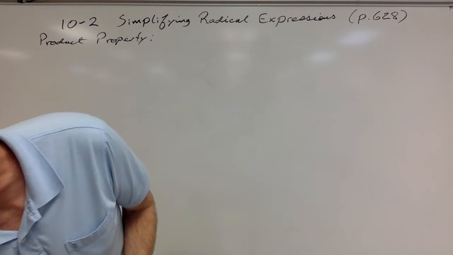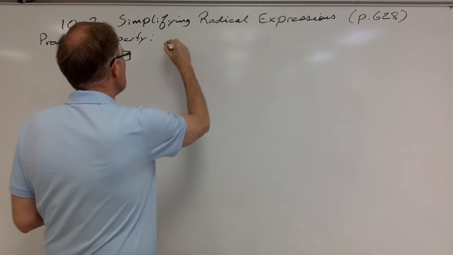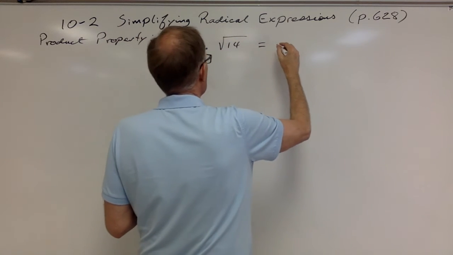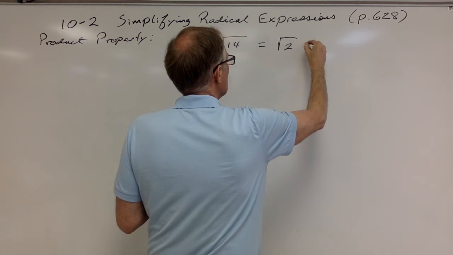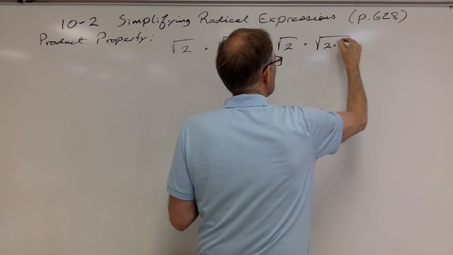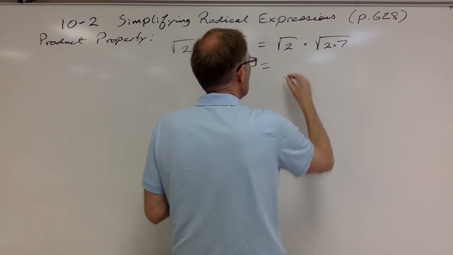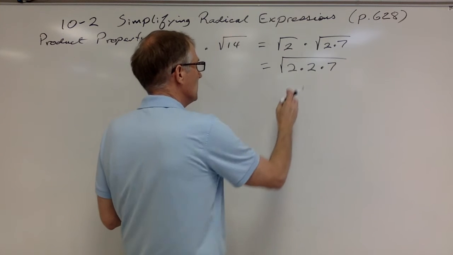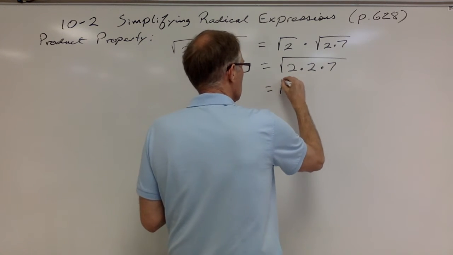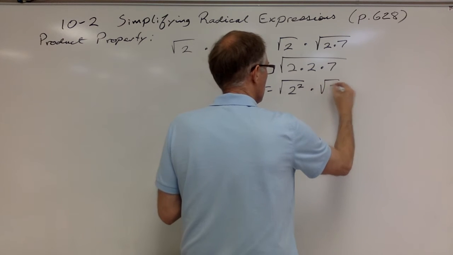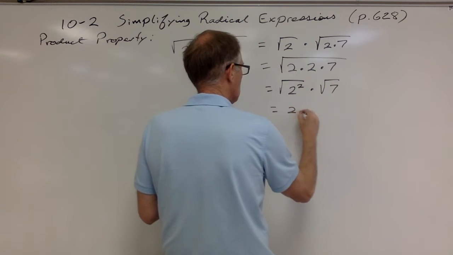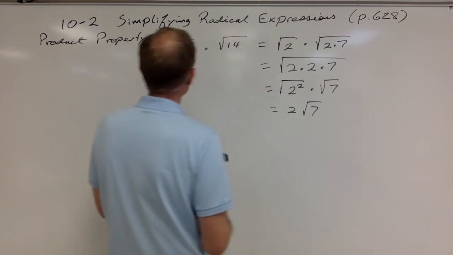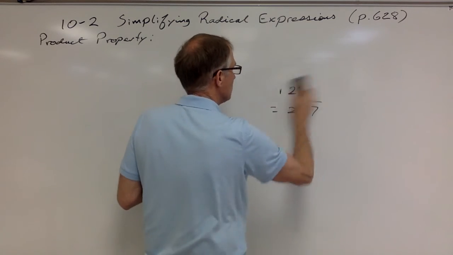So I'm just taking this straight out of the textbook. If we have the square root of 2 times the square root of 14, well, that is equal to the square root of 2 times the square root of 2 times 7. So that's going to be the square root of 2 times 2 times 7. See where I'm going with this? 2 times 2 is a perfect square. That's the square root of 2 squared times the square root of 7, which is 2 root 7. That is completely simplified.